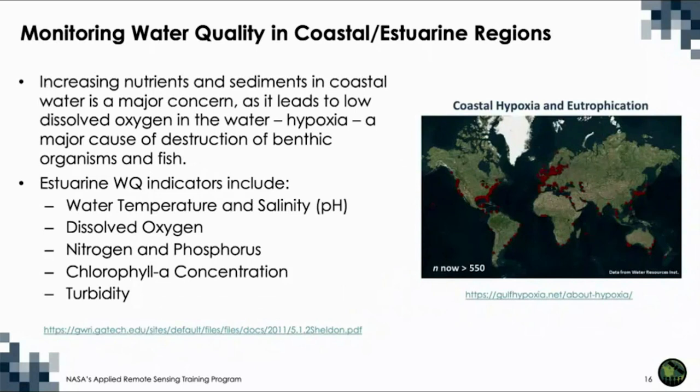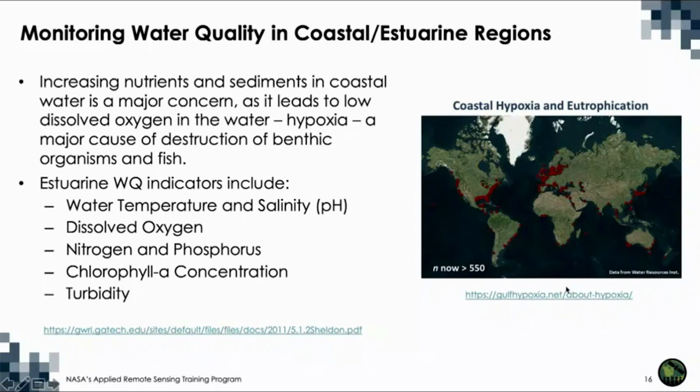Increasing nutrients and sediments in coastal waters is a major concern worldwide. It leads to low dissolved oxygen in the water, or hypoxia, a major cause of destruction of benthic organisms and fish. The figure shown here from the World Resources Institute shows these red areas, these are dead zones, which are suffering from coastal hypoxia and eutrophication. There are more than 750 sites where hypoxia is monitored worldwide, and more than 550 sites showed hypoxia, or less dissolved oxygen, in coastal regions, as shown in these red areas.